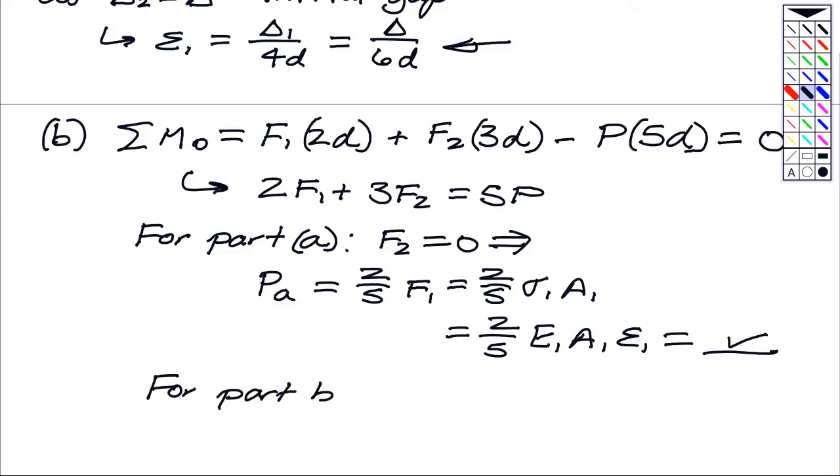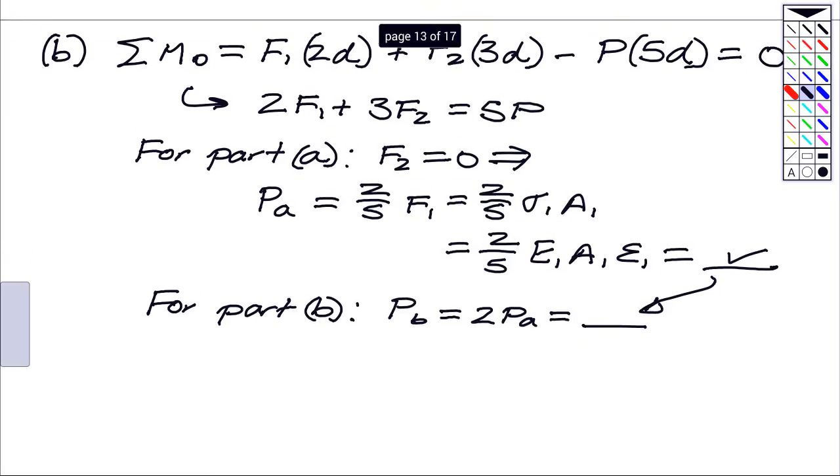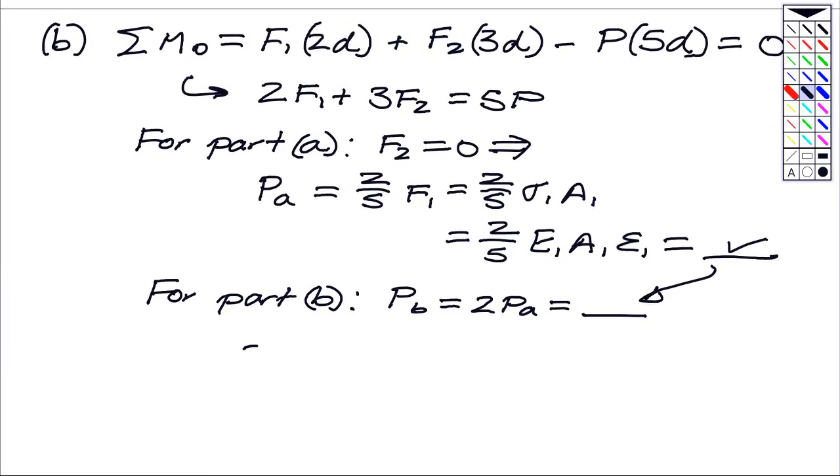For part B, F2 is not 0, and we're also looking for the case where the load has been doubled from what it was in part A. So we have a number for that because it's twice that number. Going back up to our equilibrium equation, we have 2F1 plus 3F2 is equal to 5 times the number we get there for PB.